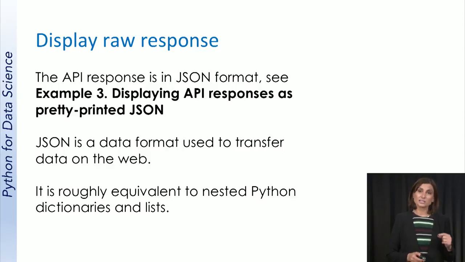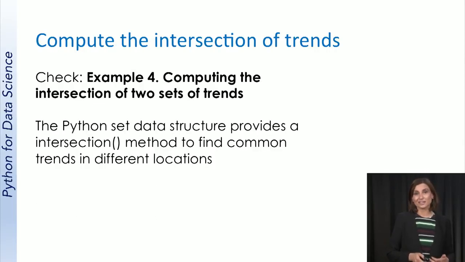JSON is a semi-structured data format that gets used to pass information in internet applications. It is roughly equivalent to nested Python dictionaries and lists. We will then use this data to create Python sets that we can run intersection operations over. Let's now switch back to our notebook.